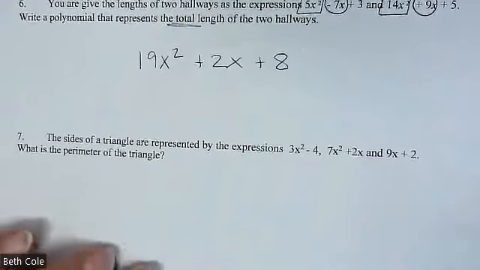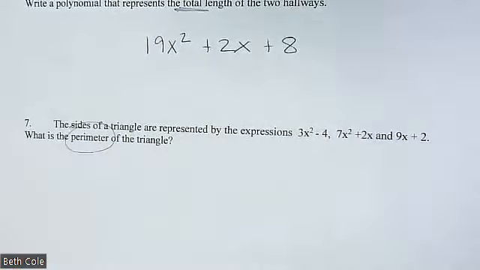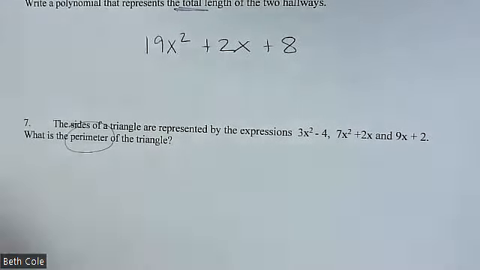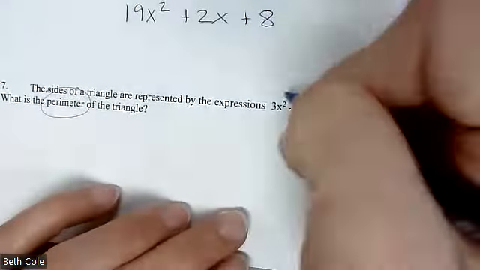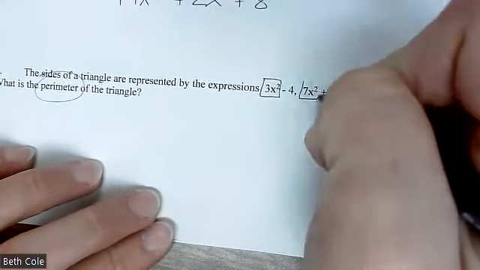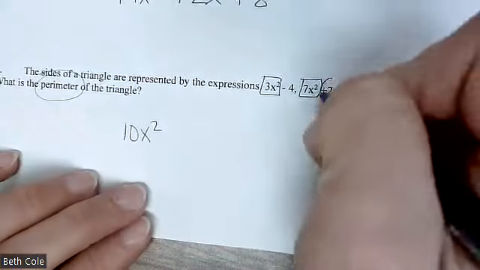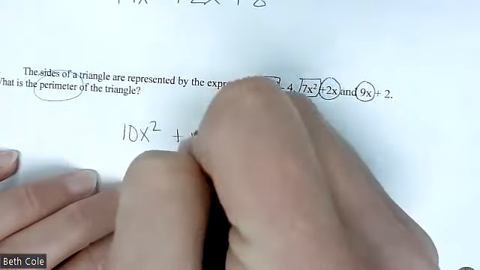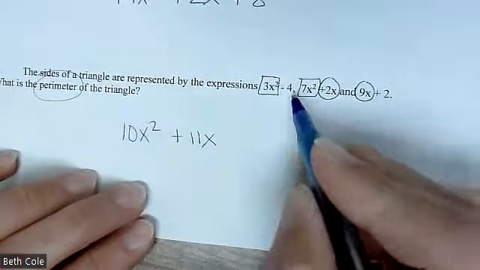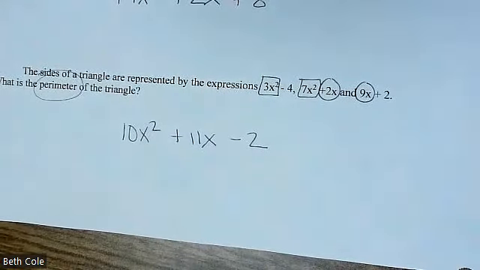All right. And then the last one, these are the sides of a triangle. We want the perimeter. That means you're going to add them up. You're just adding up the sides. A perimeter is the outside edges. So what's going to go with the 3x squared? 7x squared. Good, add those together. 10x squared. And then 2x and 9x, 11x. Negative 4 plus 2 is negative 2. I guess it worked.